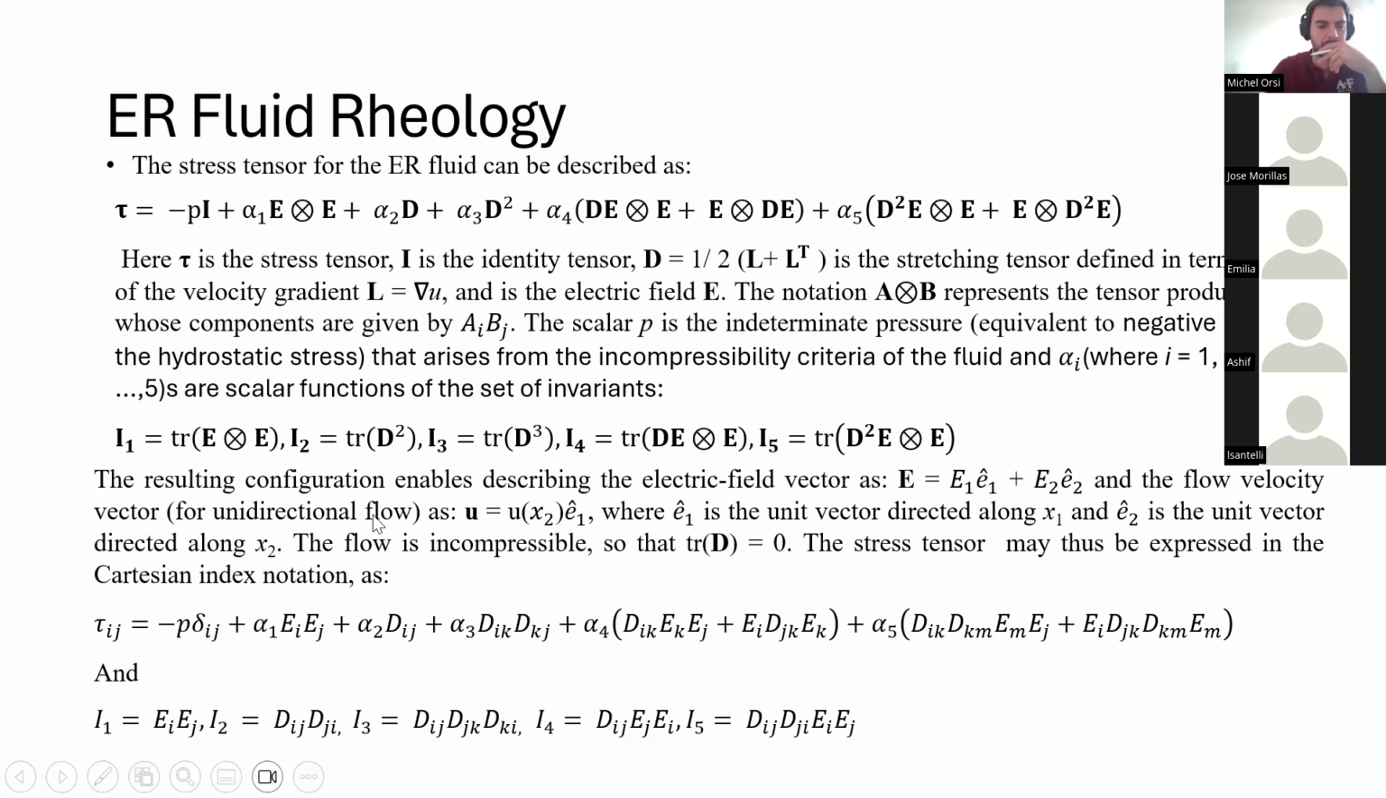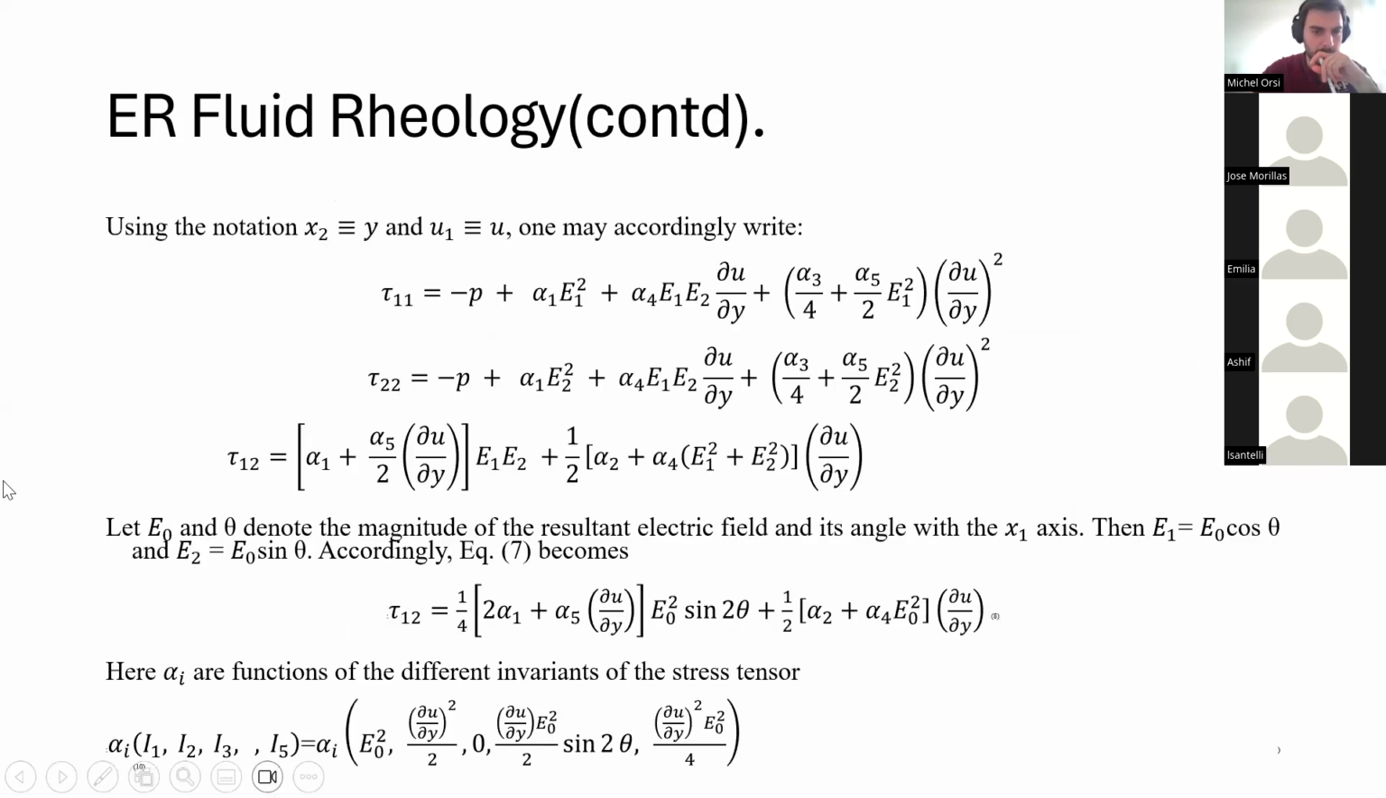The fluid velocity for unidirectional flow is given as u, which is a function of x2 but in the direction of e1. The flow is incompressible, so that the trace of D is 0. The stress tensor may thus be expressed in Cartesian notation, and these two equations in Cartesian notation give rise to these two equations. So using this notation, and considering x2 as y and u1 as u, one can approximately write it like this, which is a condensed form.